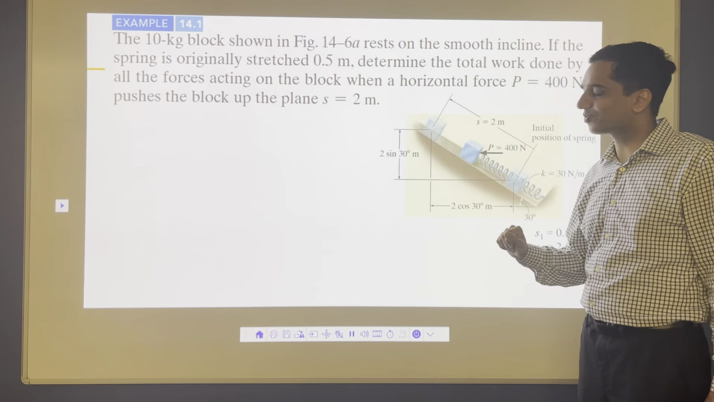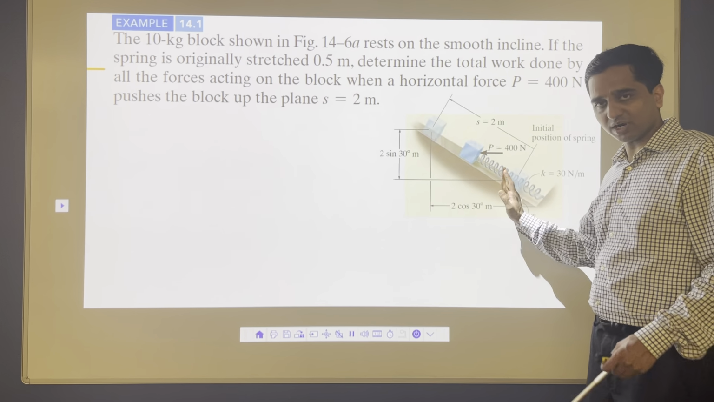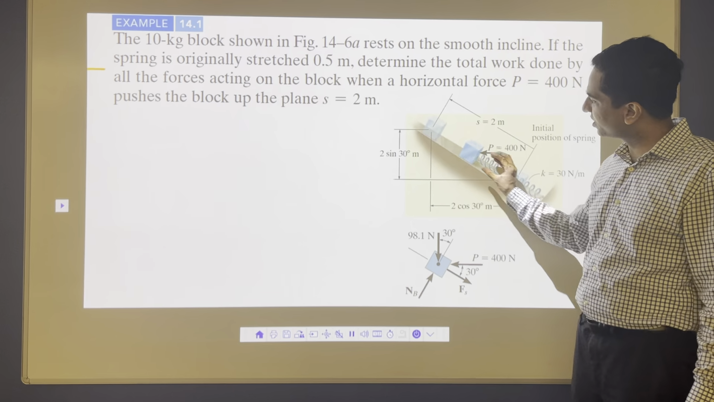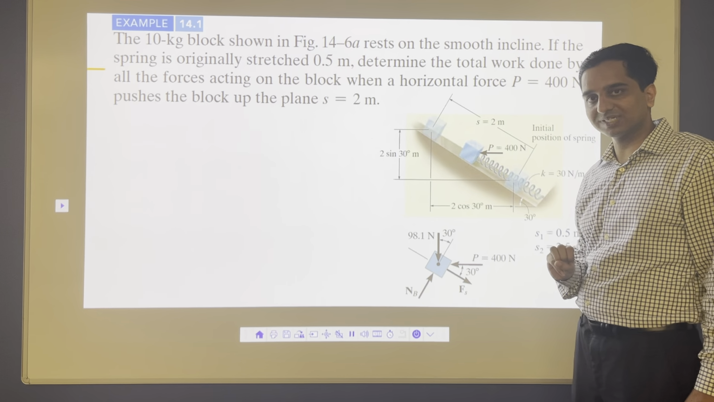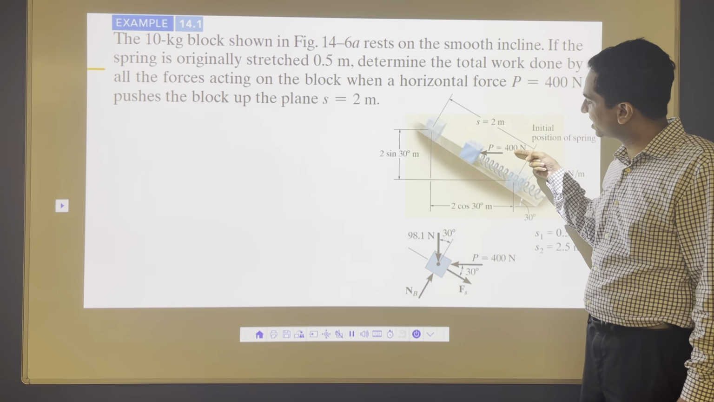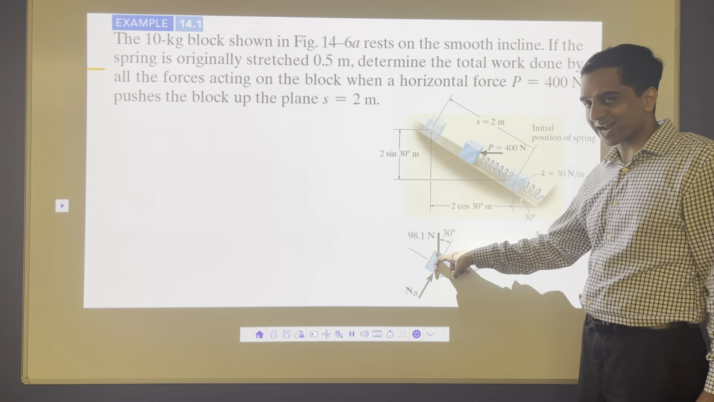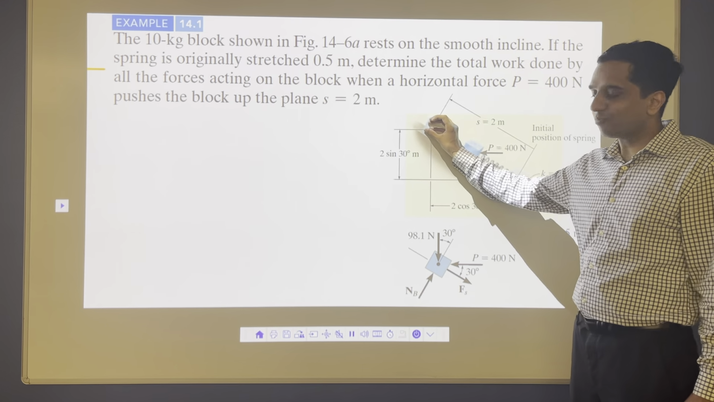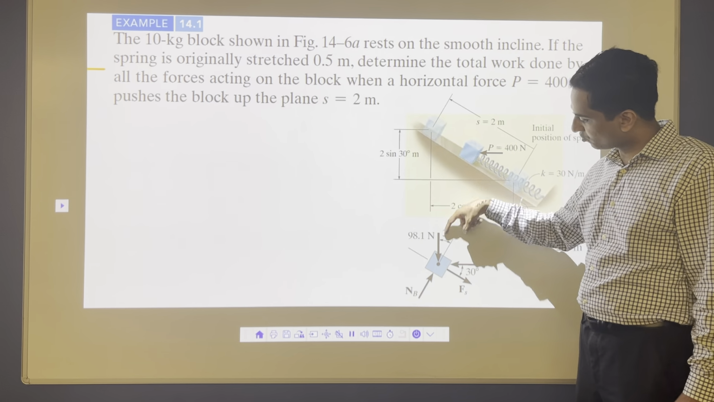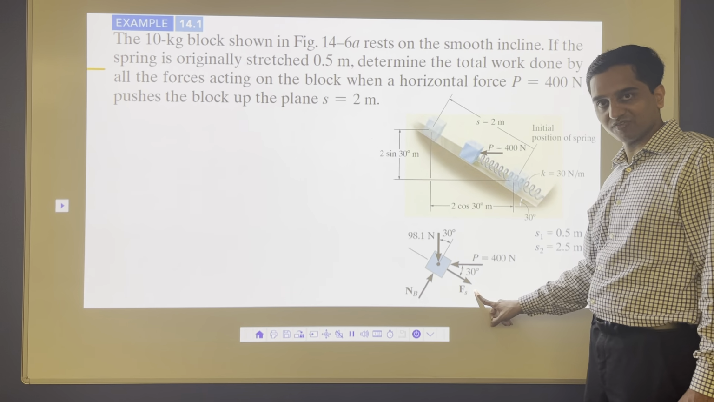What we want to do in this problem is find the total work done by all the forces. What are the forces on this block? As the block moves from here to here, there are three kinds of forces acting. The first one is the constant force, 400 Newton in this direction, which is actually causing the movement. The second force is the force of gravity. You are trying to move it in the upward direction, and of course gravity will try to move it downward, so it's going to have a downward force. And then the spring is trying to pull it back, so that will be a spring force.